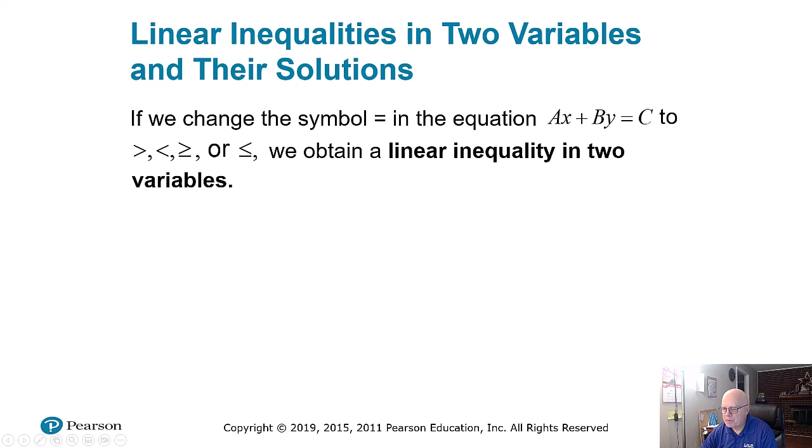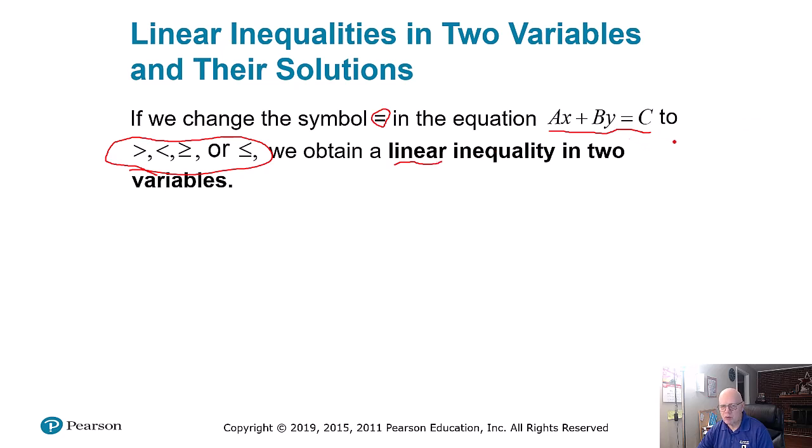Notice that we have some extra symbols here, not just equals anymore. At the end of the ax plus by equals c, instead of equals, we've got one of these inequalities. Some of them have equals, some of them don't. You know how that goes. If you work on the number line, the equals means you fill in the dot, and the ones that don't have equals means you will leave an empty dot. Well, we're going to do something similar with linear inequalities. That means we're going to have a line.